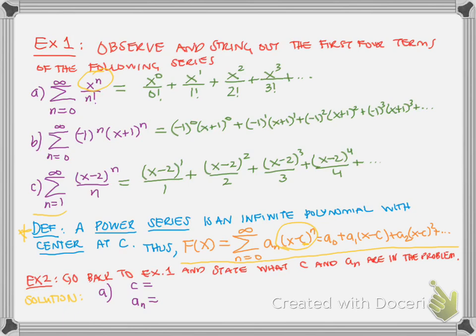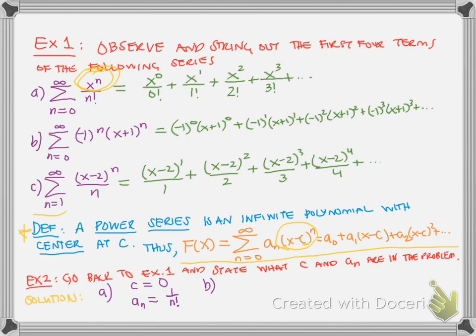So for A, what do you think the center would be? Very good, thank you for that response. The center is going to be 0, because there isn't anything there. So C equals 0. a sub n is anything that's remaining from what's not caught up with the x variable. And so a sub n, very good, you guessed that correctly, is going to be 1 over n factorial for A.